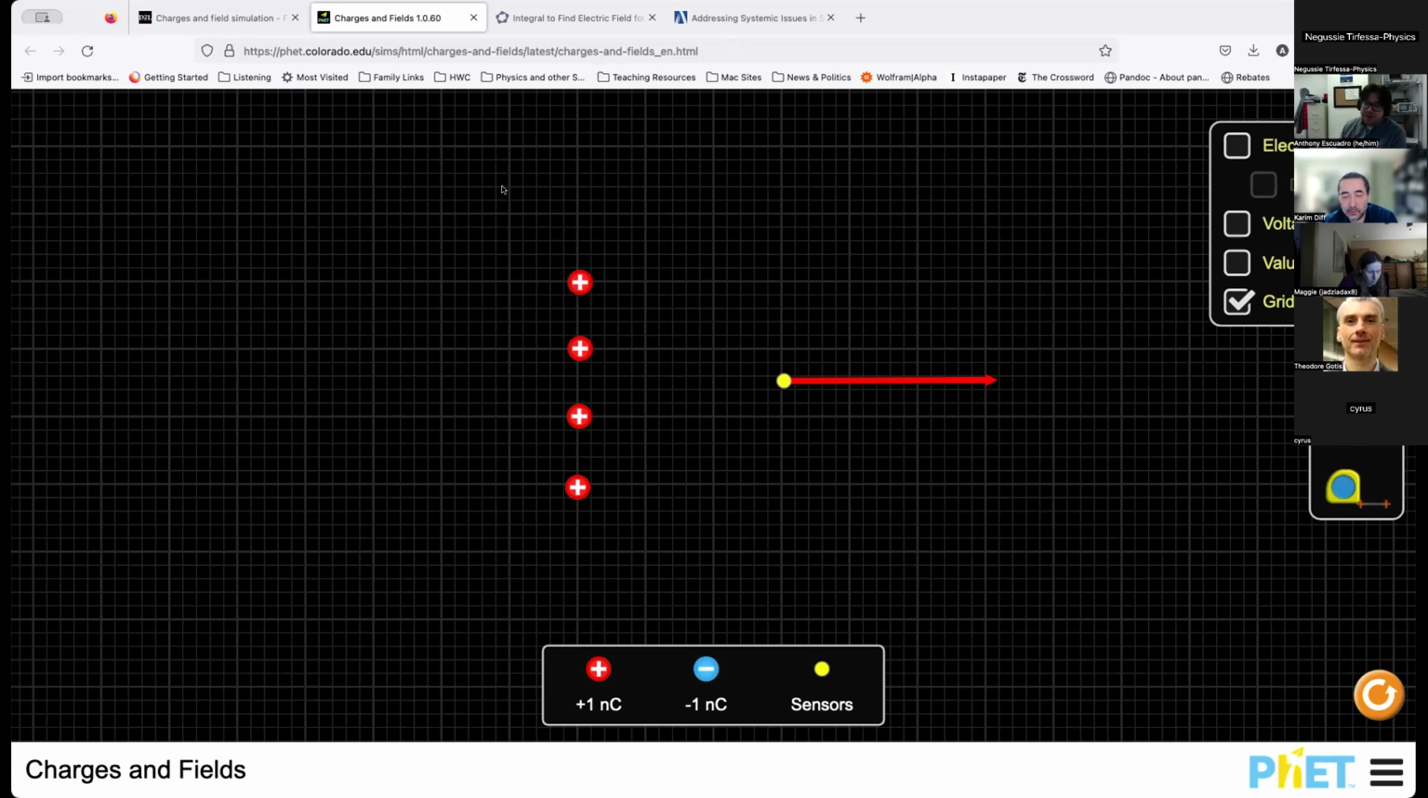So this is PhET. You're probably all familiar with PhET in terms of building a line of charge, right? Are you seeing my screen? Oh, yeah. So I think this is pretty standard: having the students build a line of charge using PhET simulations.